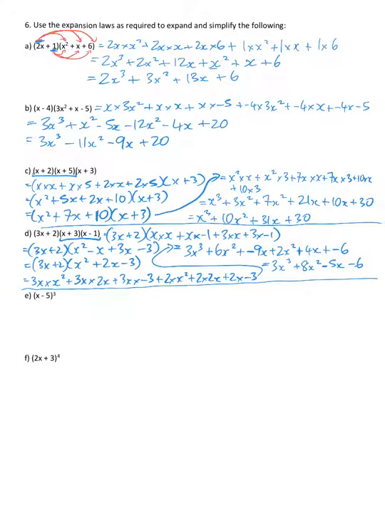Now, here we have something in brackets to the power of 3, which means it's x take 5 times by itself 3 times. So it's x take 5 times by x take 5 times by x take 5.